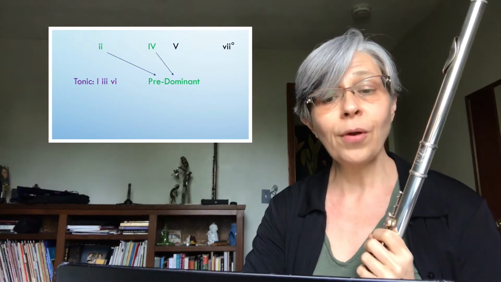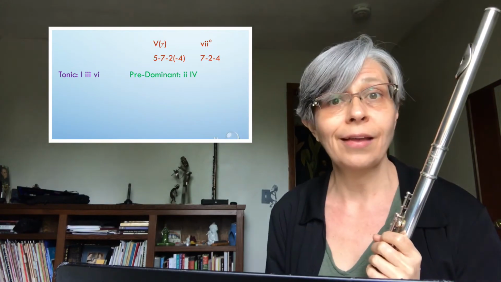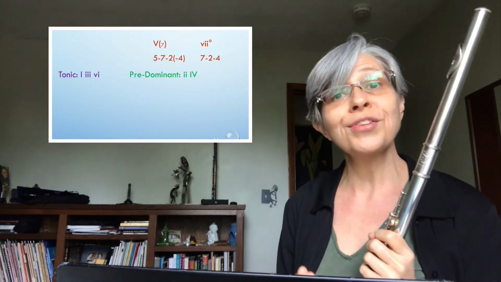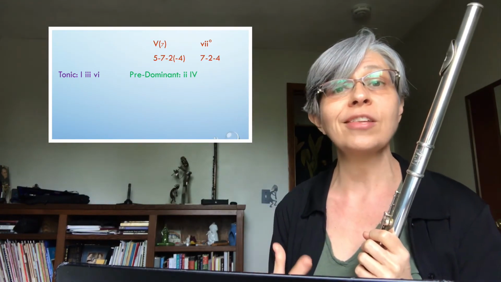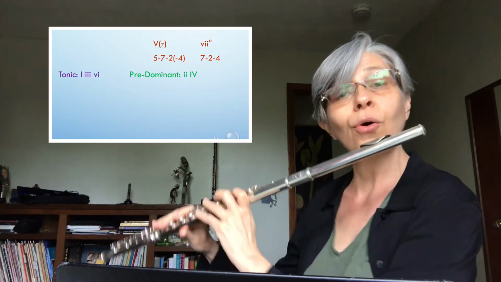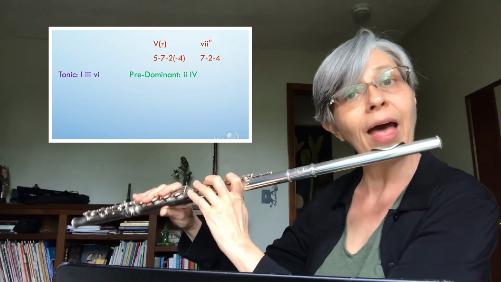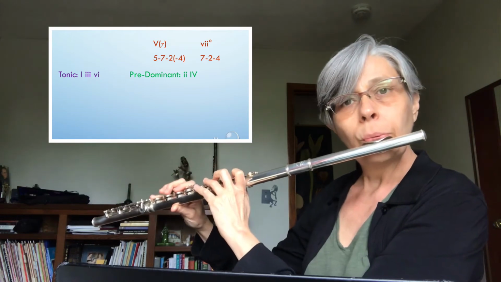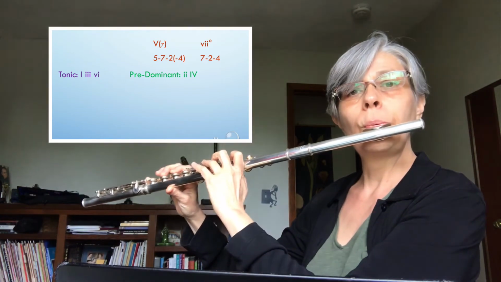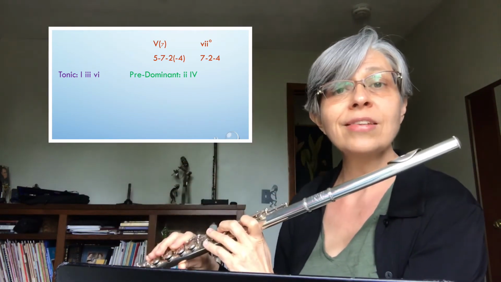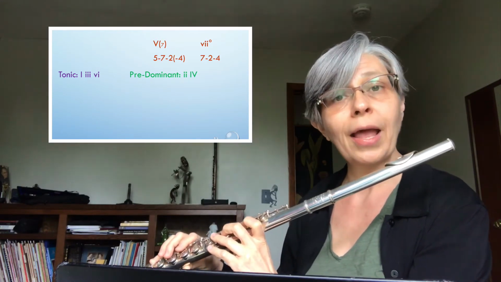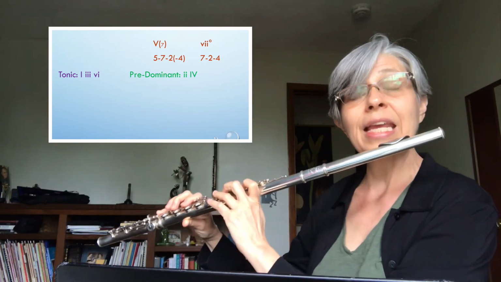The next category of chords is the dominant. And the dominant, of course, includes the dominant chord, which is built on scale degree 5. It's a major chord, C major, in the key of F. Also included in this category is the leading tone triad, built on scale degree 7, E.